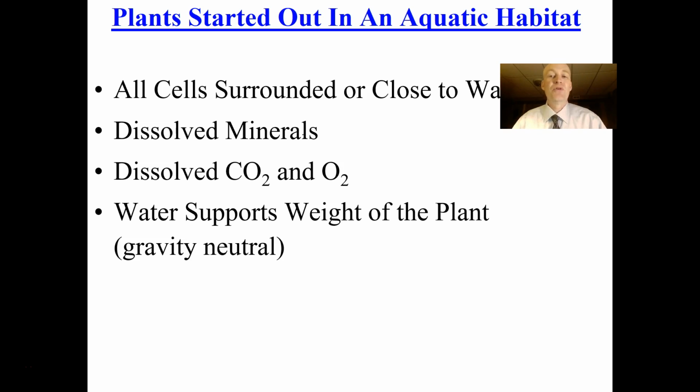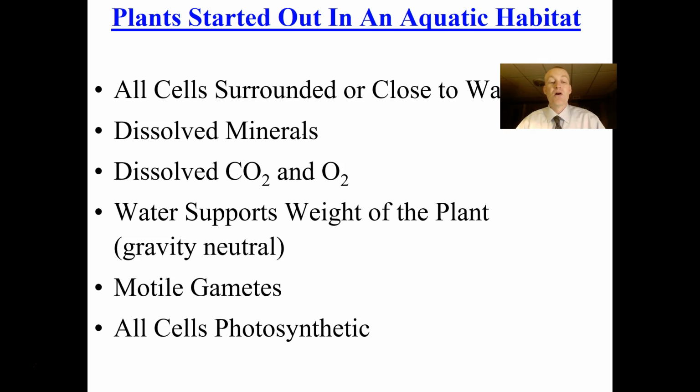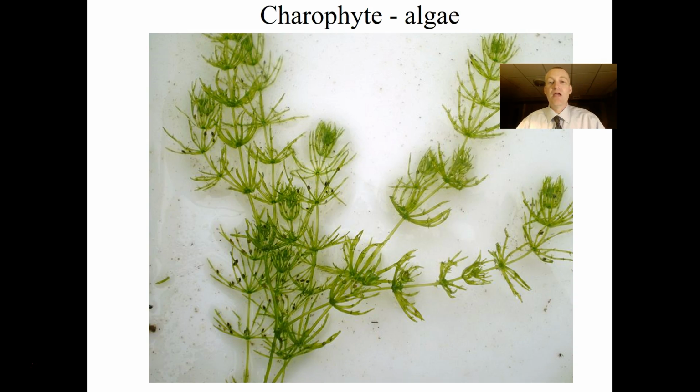Plants early on in aquatic habitats don't have to worry about gravity. They're gravity neutral because their weight is supported by the water. They're basically floating in water. To get gametes, the sperm cells and egg cells, from one place to another, they have motile gametes. Typically, the sperm will swim to the egg. So those things are motile; they have the ability to move through the water. All cells are photosynthetic, not just one cell or one group of cells like in some of the modern day land plants.